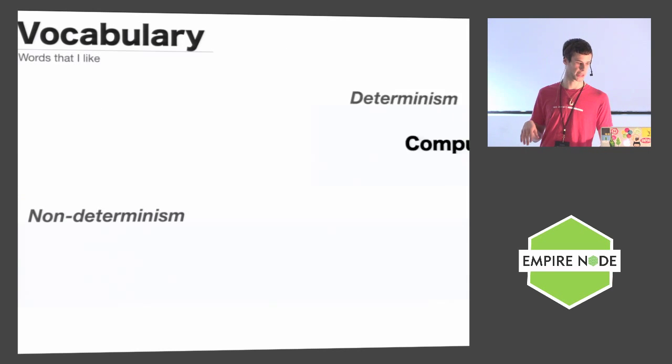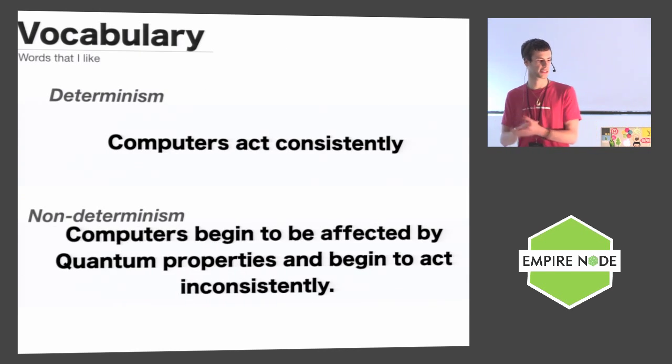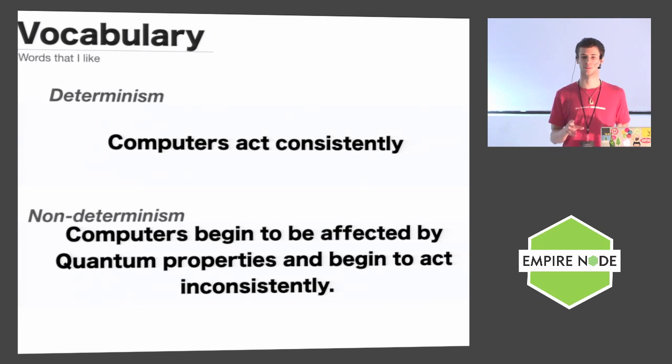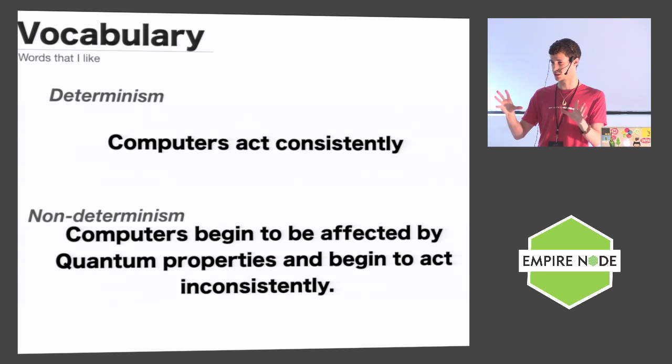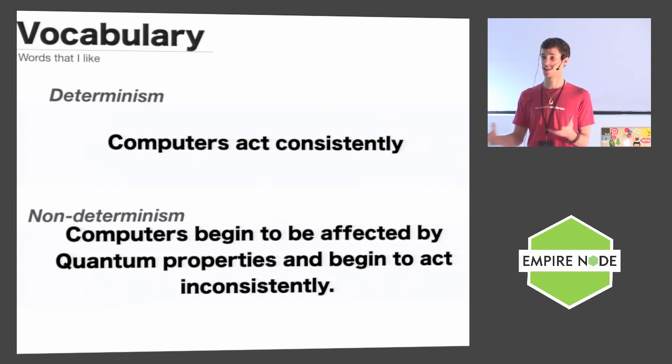So, both of these terms: determinism, when computers do what I tell them to do, and I can depend on them giving me consistent answers. And then non-determinism, when we start entering this quantum universe and things just start misbehaving, where at different points in time I'm getting different answers and I have no idea what's happening. And this is super aggravating, but I think it's something that we're going to have to embrace going forward.